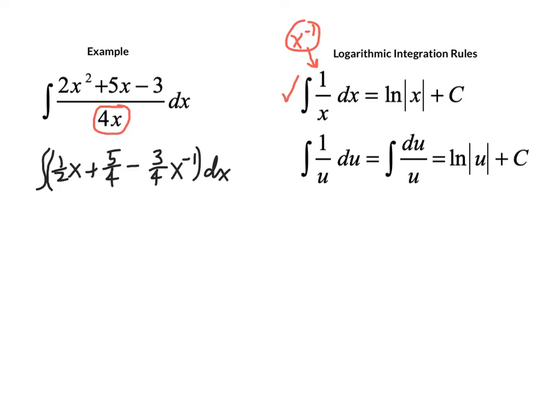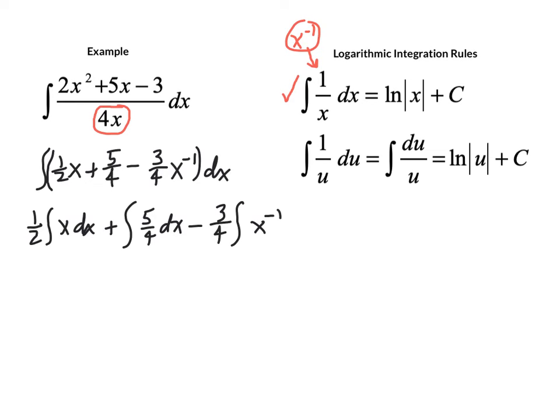So the first two terms are algebraic rules. We have a power rule and then we have a constant multiple rule. Our log rule is going to happen here on the final term. So if we want to kind of isolate them, we can rewrite the integral using sum and difference rule and constant multiple. You don't always have to do this if you're comfortable with what you're doing, but just so you can show it here. So it's 1/2 the integral of x dx plus the integral of 5/4 dx minus 3/4 times the integral of x to the negative first, or 1 over x dx.